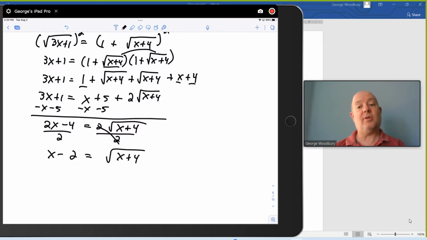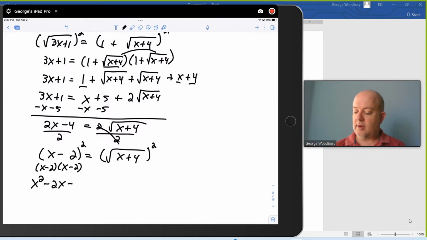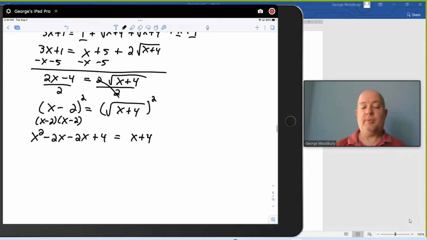So when we square both sides, the radical is going to disappear on the right-hand side. Let's square both sides. I need to multiply x minus 2 by itself on the left. And when I do that, I get x squared minus 2x plus 4. On the right-hand side, all I have is x plus 4. Combine like terms on the left. x squared minus 4x plus 4 equals x plus 4.